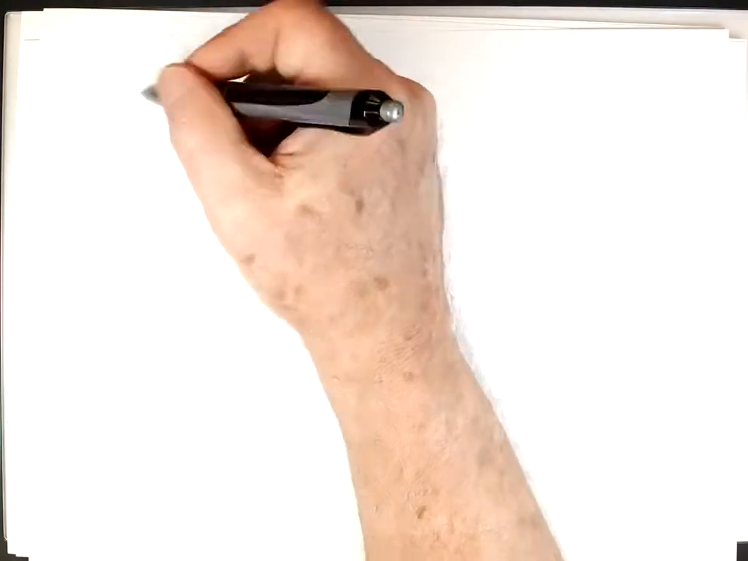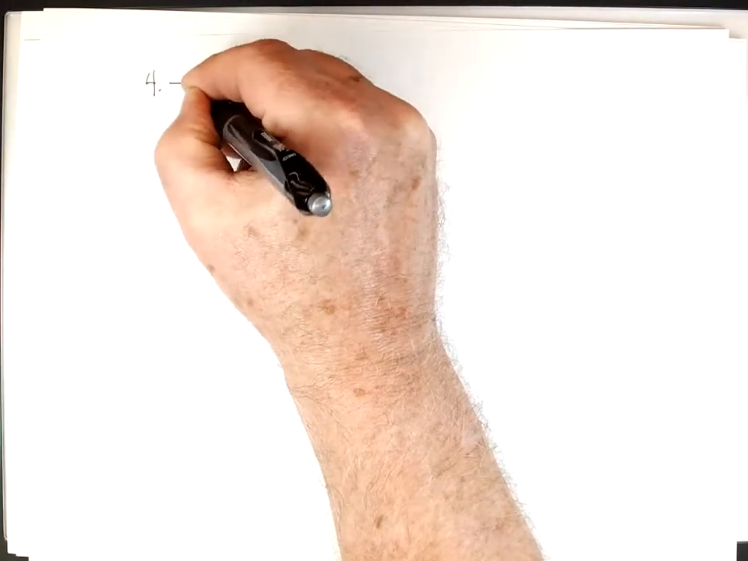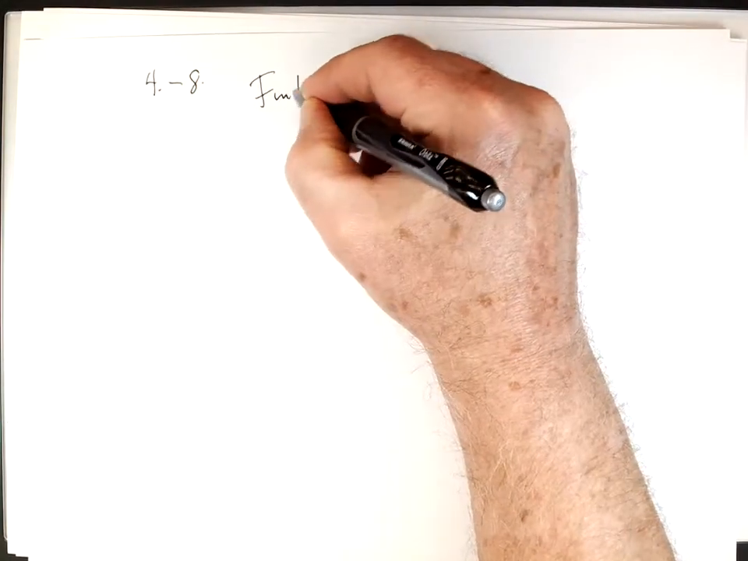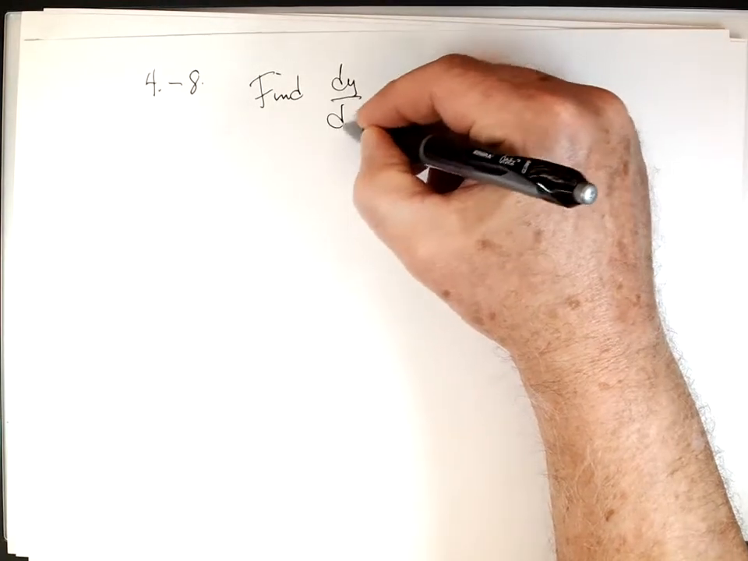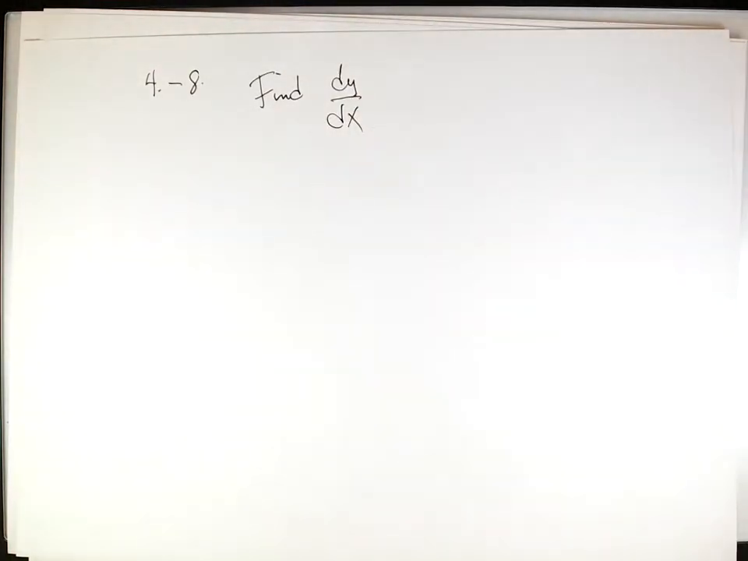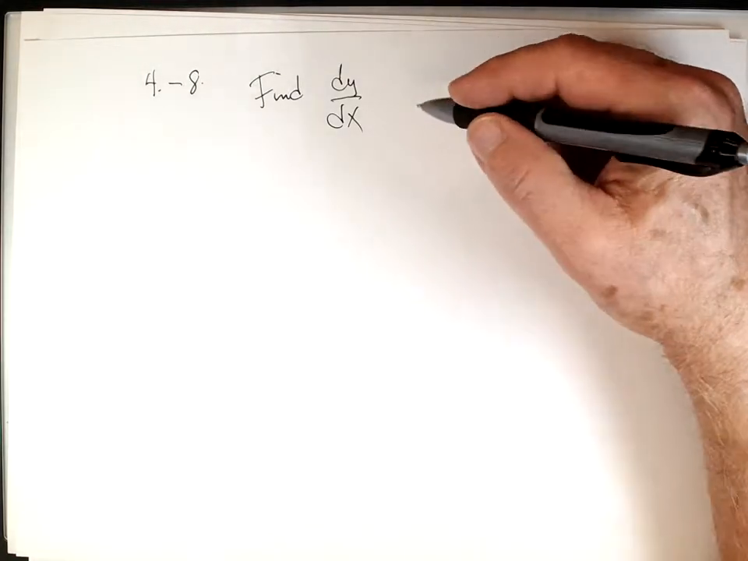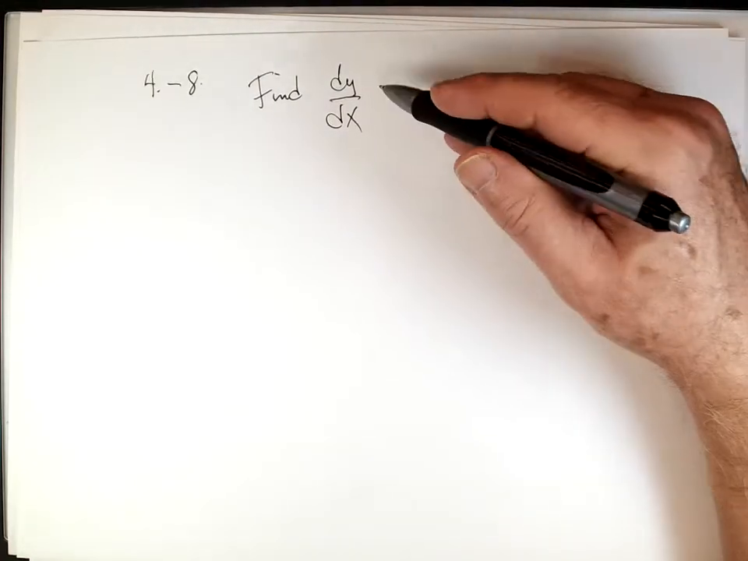Then, the next section, 4 through 8, is find the derivative. As you can imagine, there are derivative questions here. And again, the thing to do is look at the test on derivatives, test 3. Yeah, product rule, quotient rule could be here.